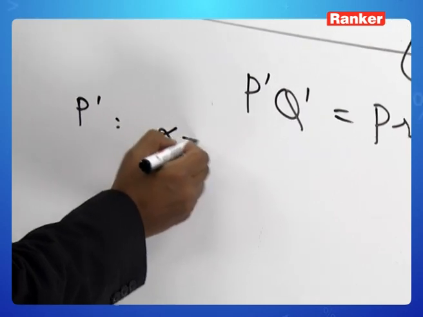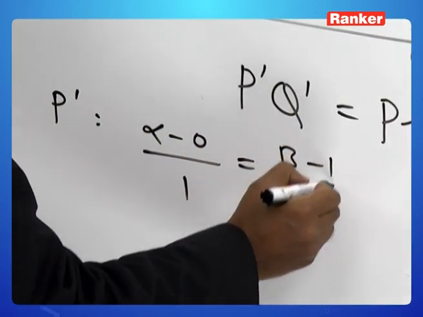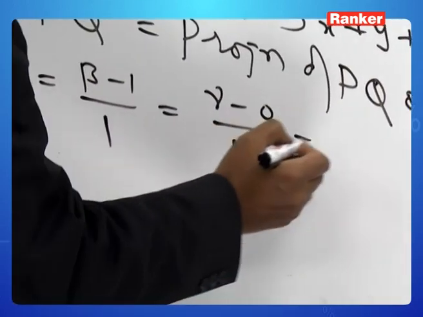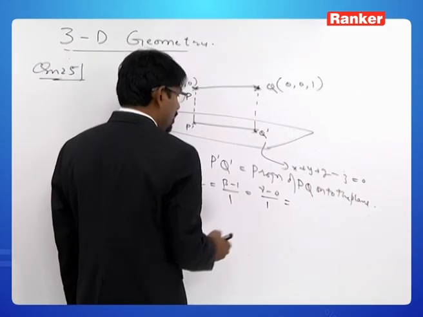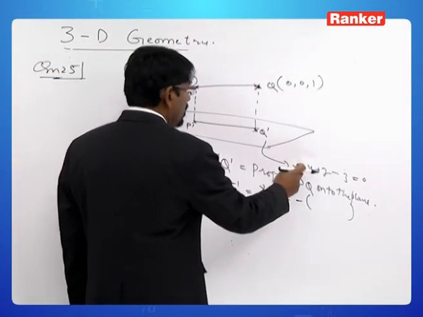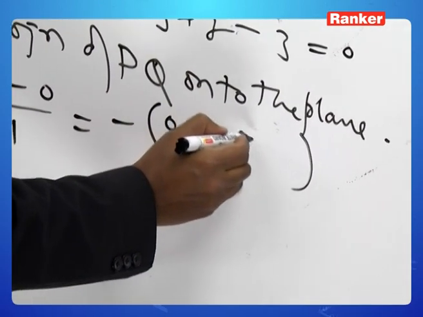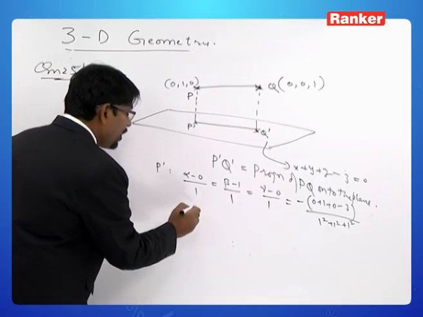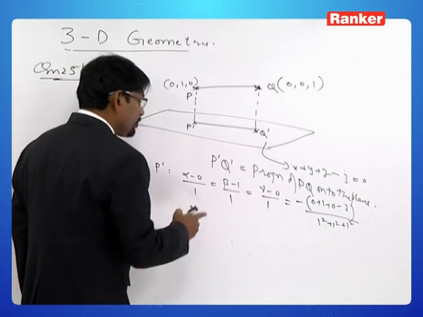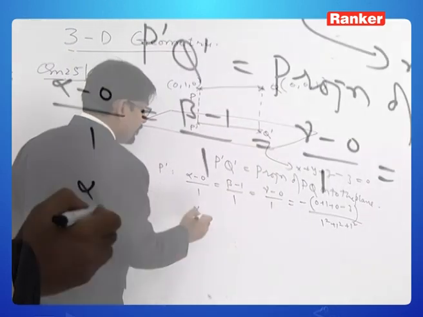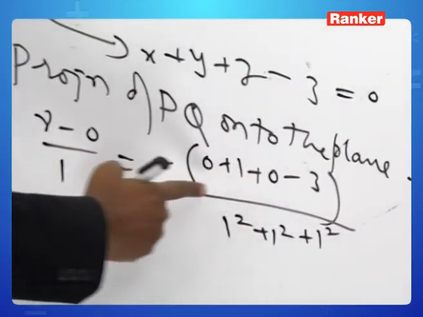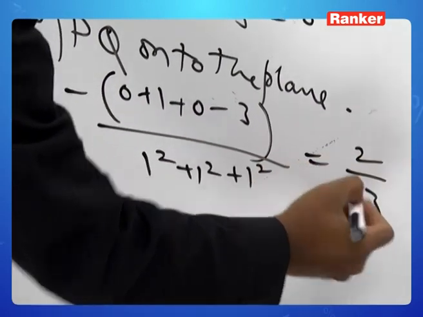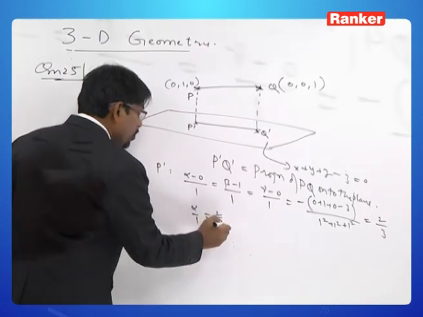Alpha minus 0 by 1 is equal to beta minus 1 by 1 is equal to gamma minus 0 by 1 is equal to, I'll rewrite this in the standard form, and now I just have to substitute this point 0, 1, 0 here. So 0 plus 1 plus 0 minus 3 by 1 square plus 1 square plus 1 square. So alpha by 1 is equal to, what is this? We can simplify this. 1 minus 3 is minus 2, minus of minus 2 is 2, 2 by 3. So alpha by 1 is equal to 2 by 3.